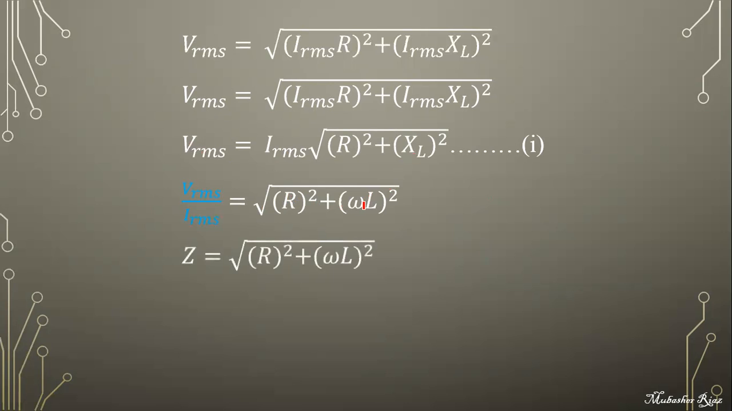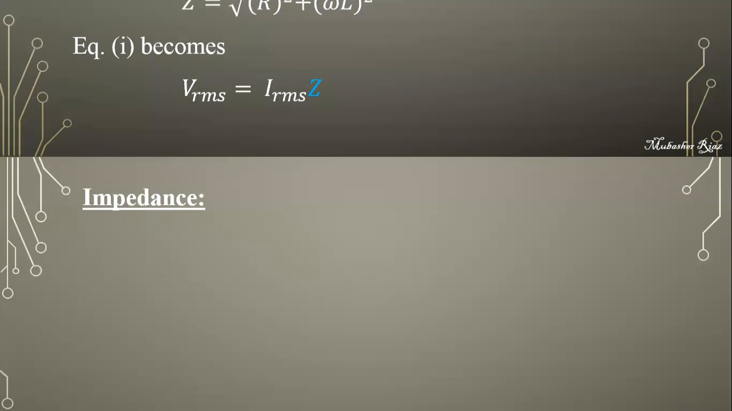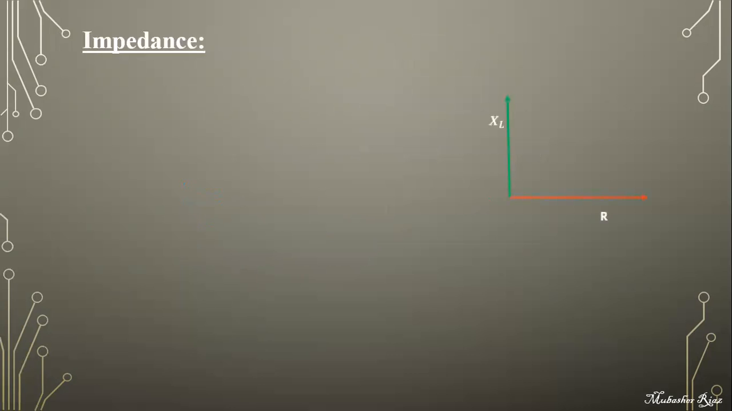And we know that the ratio of VRMS and IRMS is known as impedance, represented by Z and is equal to R square plus omega L square and whole square root. So by putting the value of R square plus omega L square equal to Z in equation number 1, we obtain VRMS, which is the applied voltage, and is equal to IRMS into Z, where Z is the impedance of the electric circuit. And this impedance can be determined by drawing the impedance diagram.